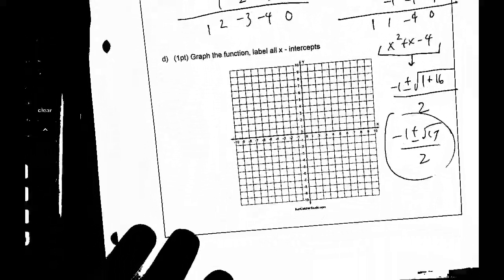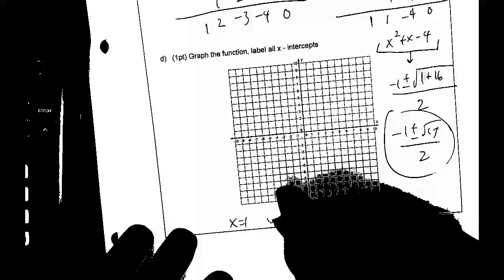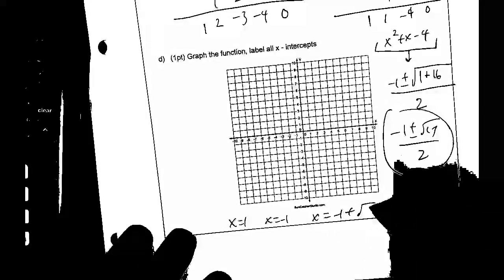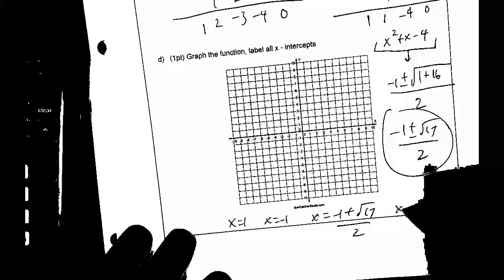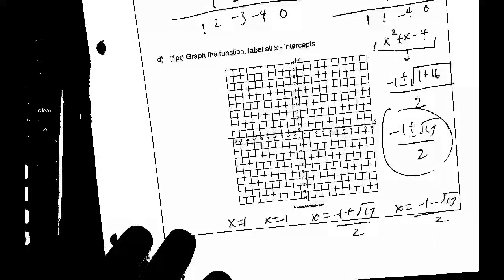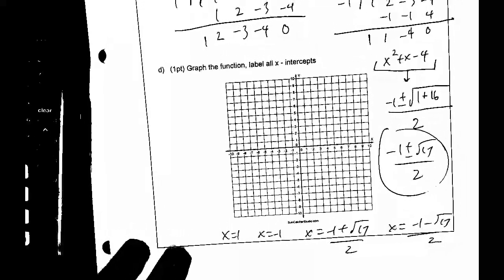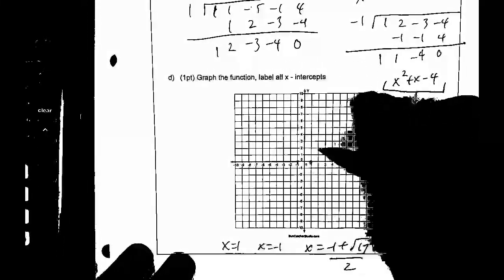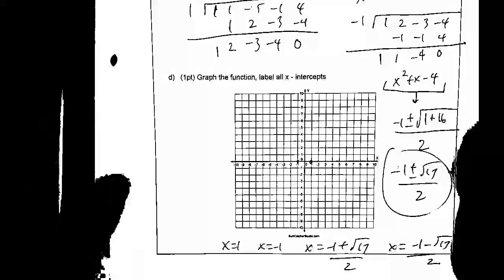So in total, your roots are x equals 1, x equals negative 1, x equals negative 1 plus root 17 over 2, and x equals negative 1 minus root 17 over 2. Okay, those would be your 4 zeros. So when you graph them, it's just here, here. I mean, we can graph it.